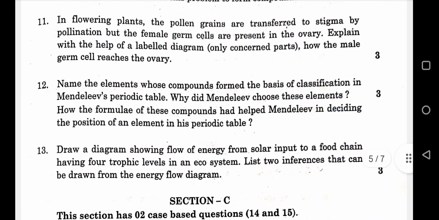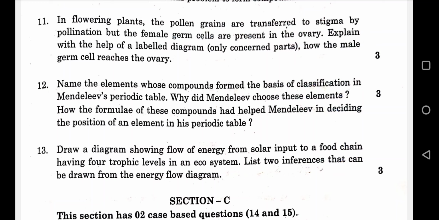Name the elements whose compounds form the basis of the classification in Mendeleev's periodic table. So that is oxygen and hydrogen. Why did Mendeleev choose these elements? Because they react with almost every element, and they are basic elements by which we can classify different properties.